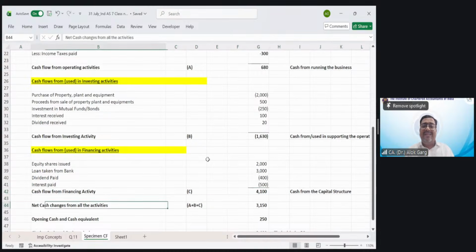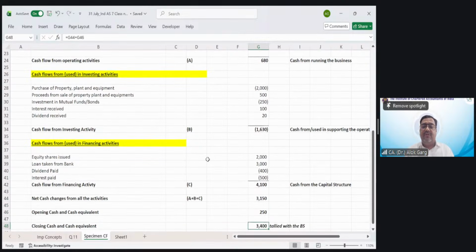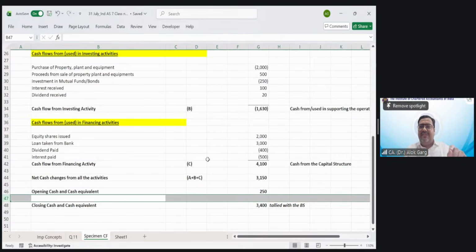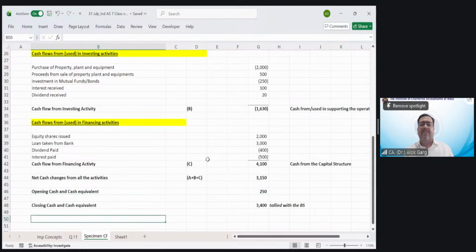Now, net cash change from all the activities, A plus B plus C, is 3150. Your opening cash and cash equivalent is 250. Let's say your closing cash and cash equivalent is 3400, which has to be tallied with the balance sheet. When will it not tally with the balance sheet? Number one, when there is a bank overdraft. Number two, whenever there is forex cash and cash equivalent. In that case, if you show the unrealized gains and losses on the forex cash and cash equivalent, then of course it will tally. Otherwise, it will tally from the reconciliation.